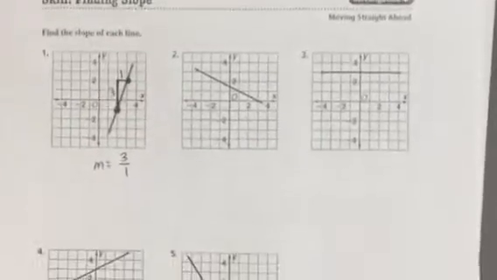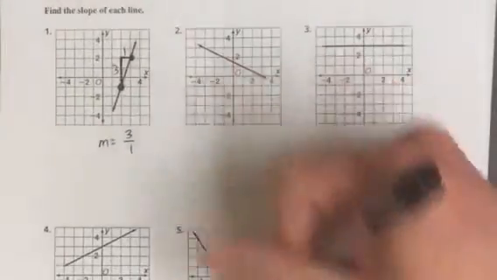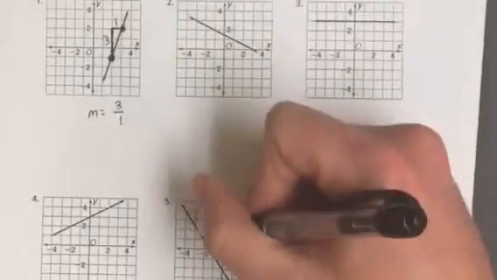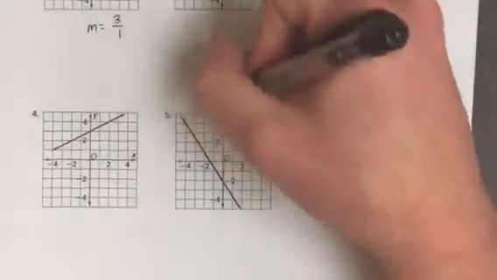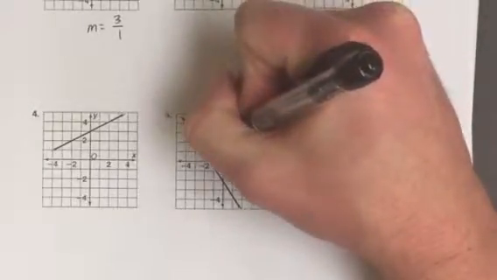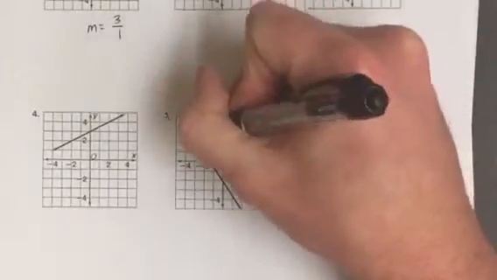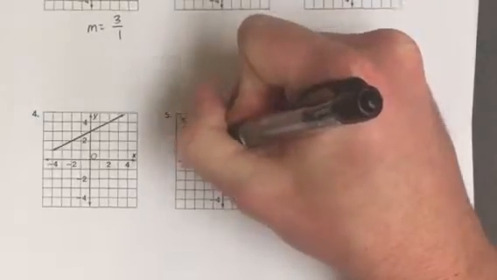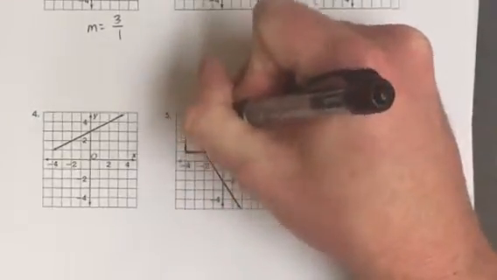So let's do a slope that is negative. Let's look at number 5. Number 5 is a negative slope. Remember, you want to pick 2 corners. So here works and here works. So we're going to create our triangle. And this is our rise. In this case, it's our fall.